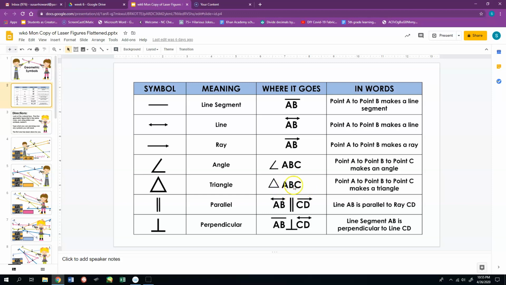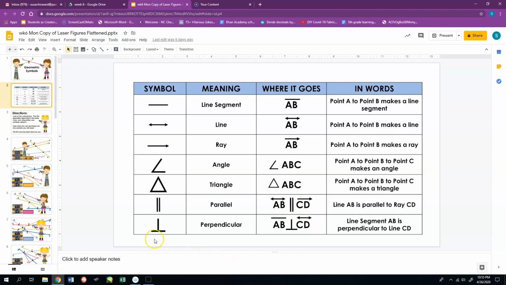Now for line relationships, you have parallel and perpendicular. The 2 lines that look like an LL out of parallel represent the symbol for 2 lines that are parallel. Here we have line AB is parallel to ray CD.